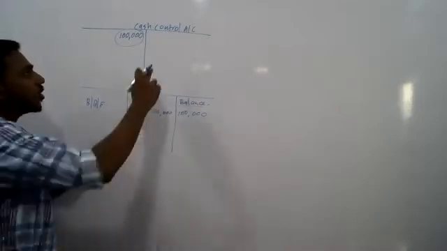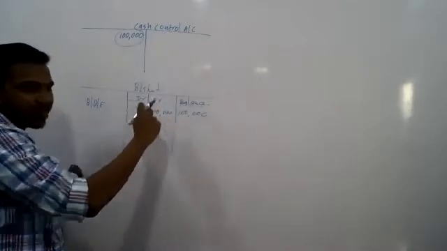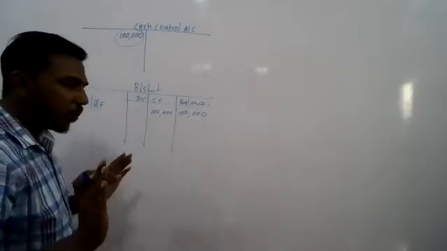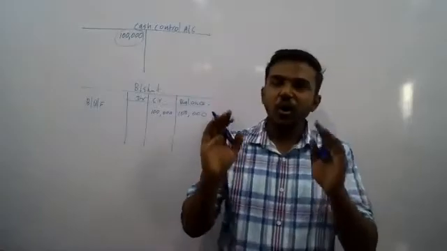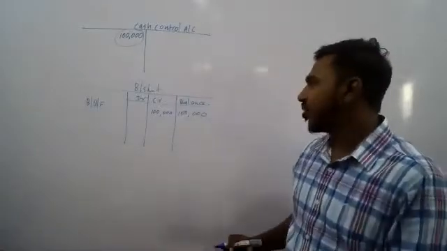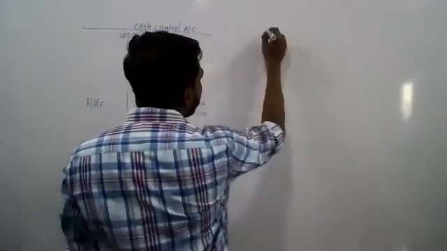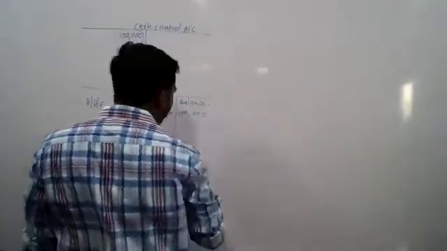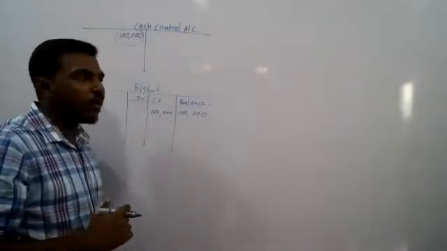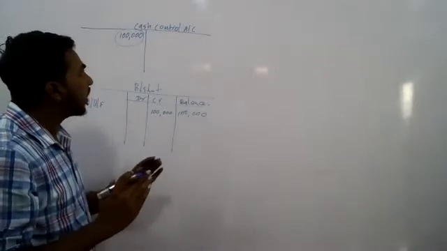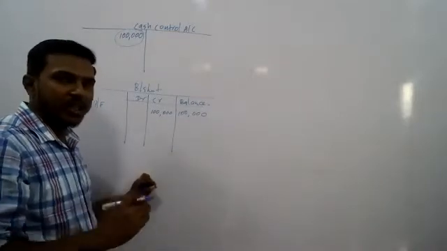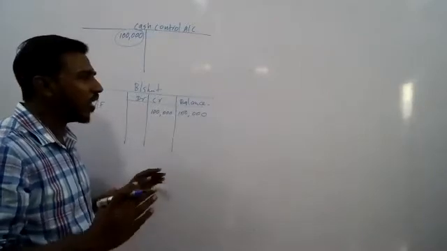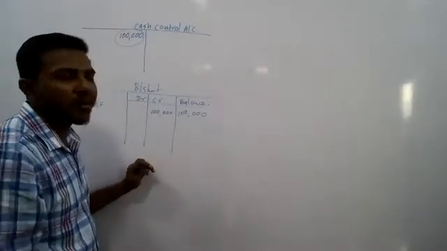Now cash control account is there, bank statement is there. But today's lesson is none of them. Today's lesson is all about bank reconciliation. Now your question should be, you said cash control account and bank statement are there, but our topic is bank reconciliation. At what point does it come to the bank reconciliation topic?